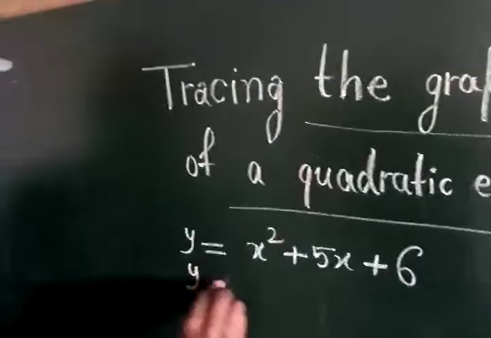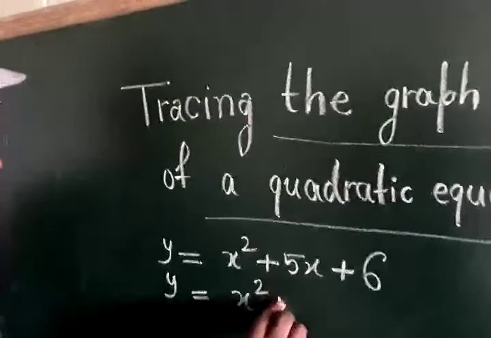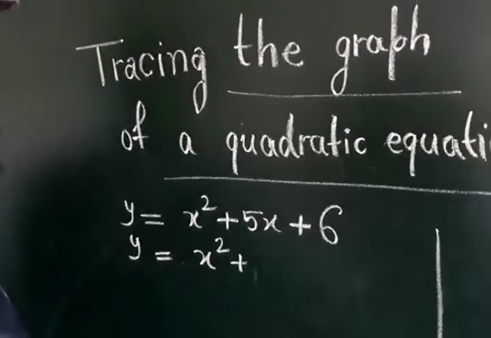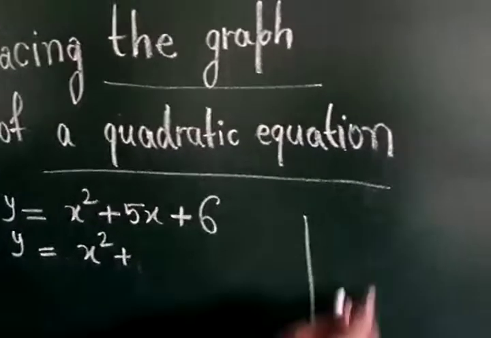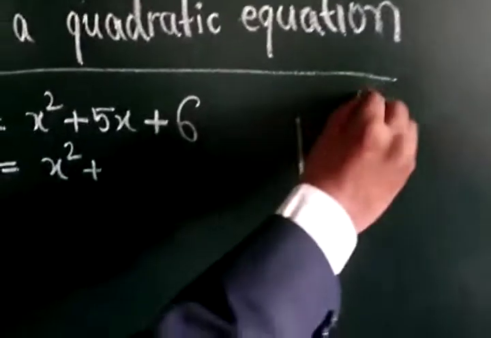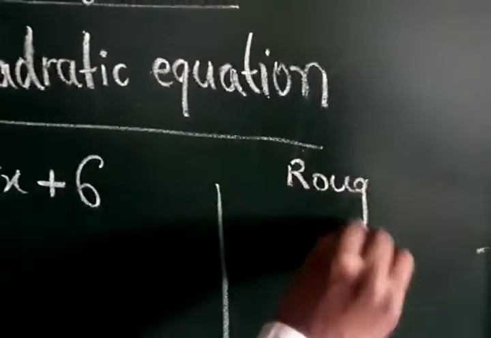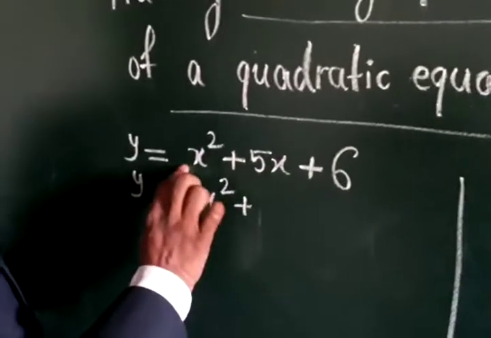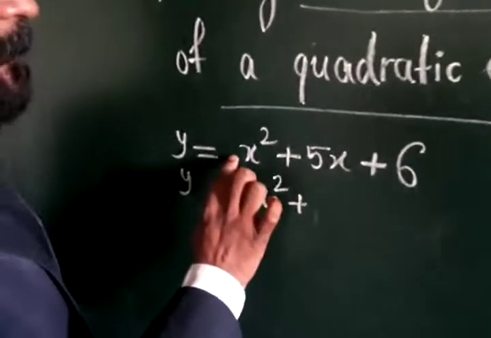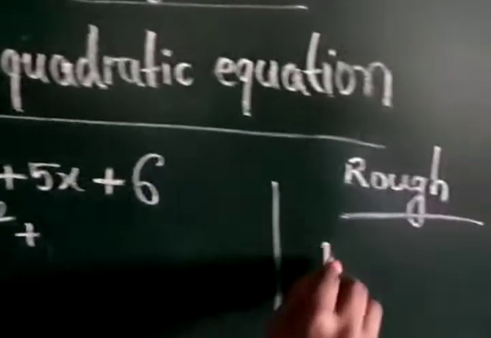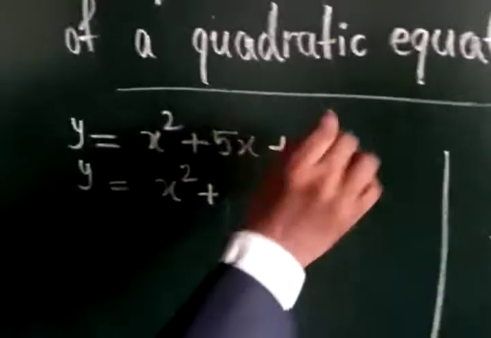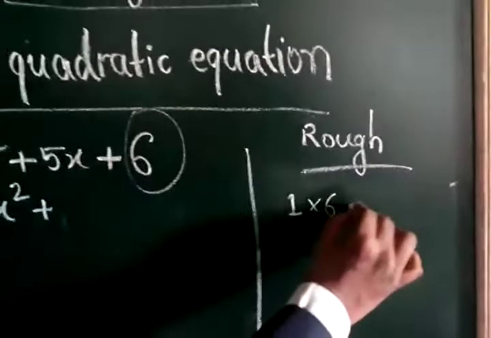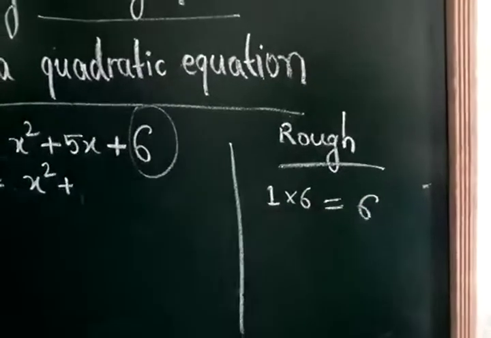So we will factorize x square plus 5x plus 6. This is the coefficient of x. On the right side here we will do some rough calculation. Here we take the coefficient of x square, which is plus 1, right? And we have a constant value, which is 6. So we multiply them together and we get the value 6.